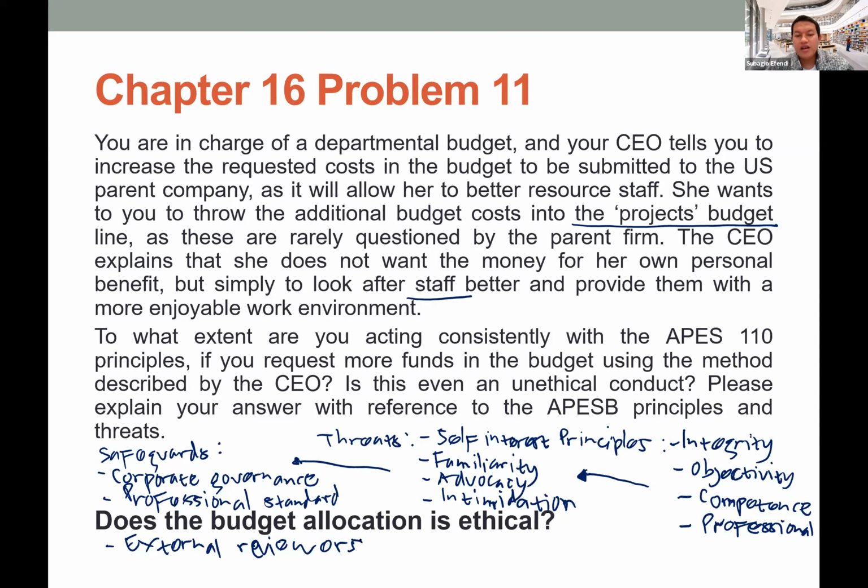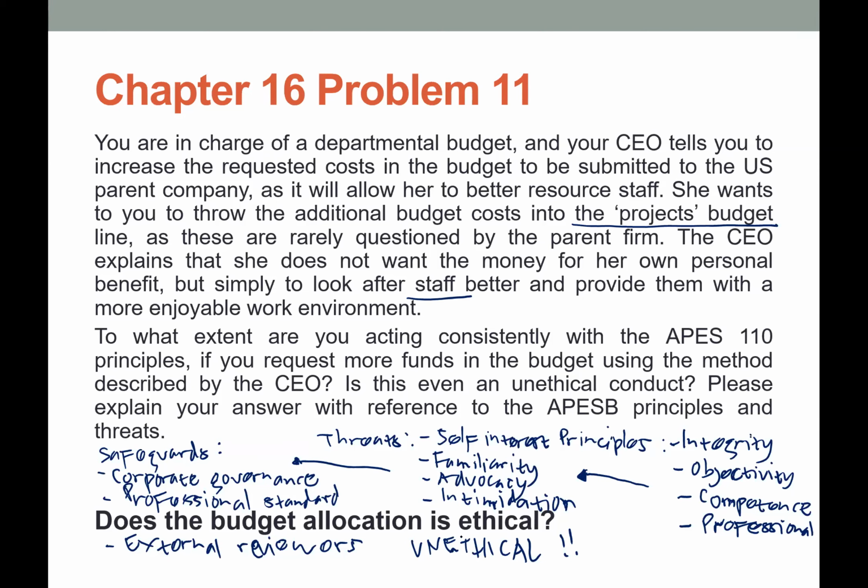So overall, we should conclude whether this is ethical or unethical. I think it's quite clear from the case that this will be unethical conduct. Because if the budget officer follows the CEO's instruction, he or she will propose an additional budget which is not related to the project. So that would be unethical, and against all the ethical standards in the APES. Any comments or questions?